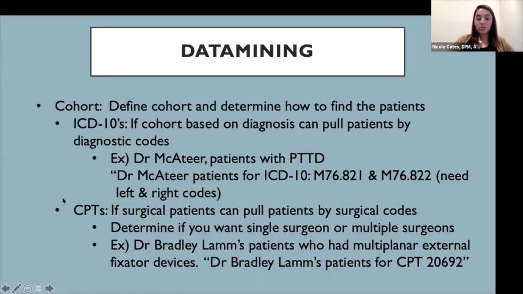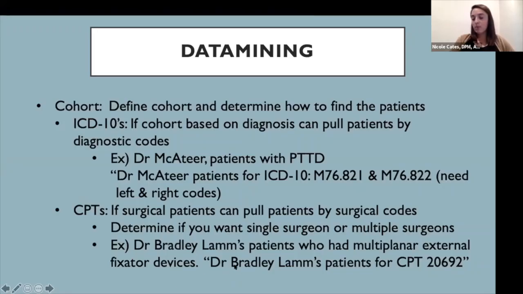The other way is through CPT codes. CPT codes are surgical billing, or your actual billing. So rather than looking by diagnosis, you're looking at what was done on the patient. So you can determine if it was a single surgeon or multiple surgeons within what you're searching for. For example, if you want to look up Dr. Bradley Lamb's patients who underwent a multiplanar external fixator device, you would send it to the different departments within the hospital or your system that can pull these patients for you.